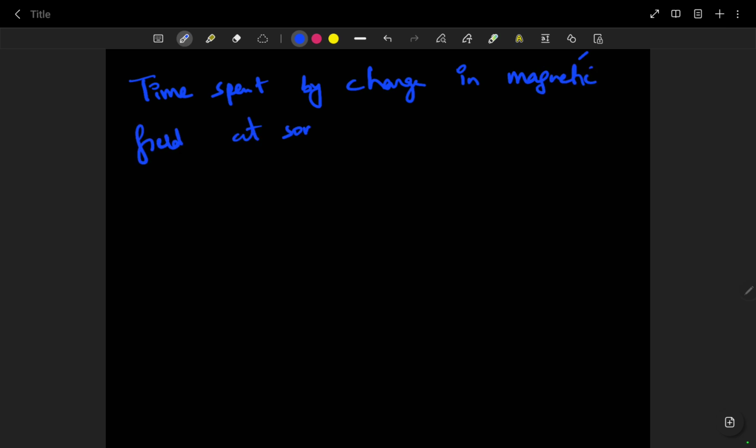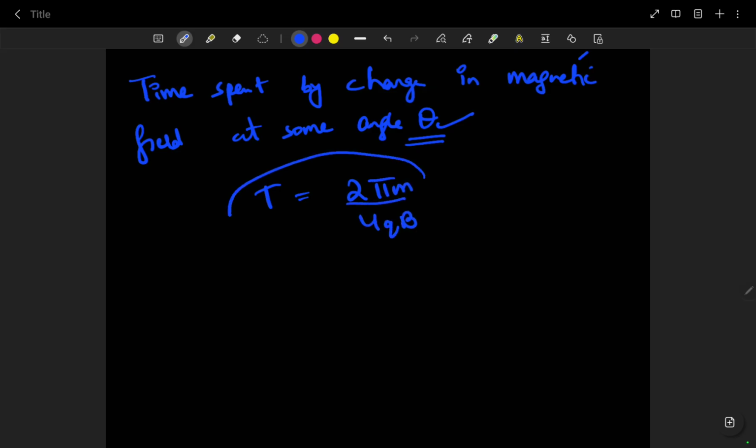So adding one more analysis here, I have seen a formula where they ask about the time spent by the charge in the magnetic field at some angle theta. That means the entry of the charge into the pre-existing magnetic field has been done at an angle theta. Obviously the exit will also be at an angle theta itself. So T in that condition would be 2 pi m by 4 qB. Include this formula as well in the formula page of this chapter.